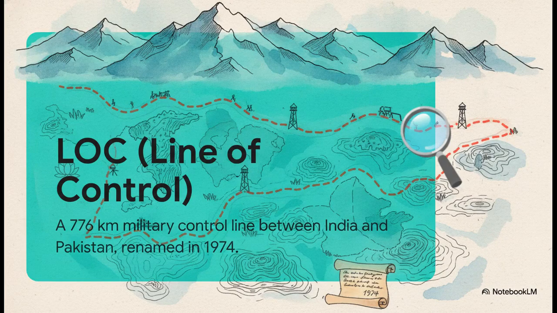Now, let's break down some of these highly specific geopolitical terms, starting with the LOC. The Line of Control is the 776-kilometer military control line situated in the Jammu and Kashmir region. A really important historical detail here is that this was originally called the ceasefire line, but it was officially renamed after the 1974 Shimla Agreement.